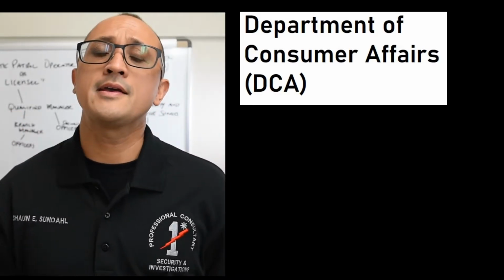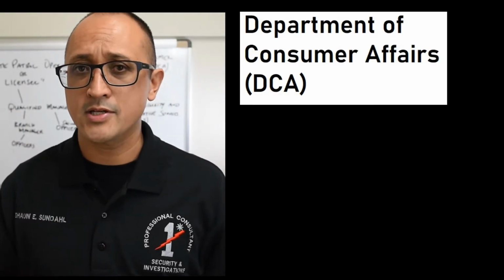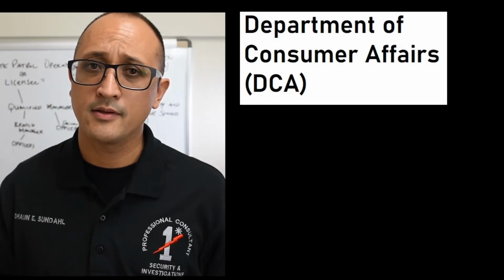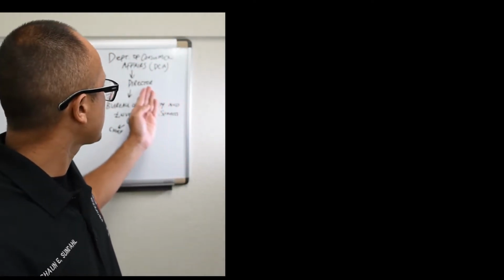The DCA is an executive branch of the state of California's government. And as an executive branch, DCA is allowed to make certain rules and guidelines. Of course, the Business and Professions Code has to give DCA that authority, and in many circumstances they do. The DCA is managed by a director. So the person that manages the DCA is called a director.